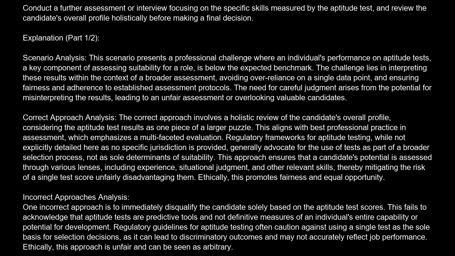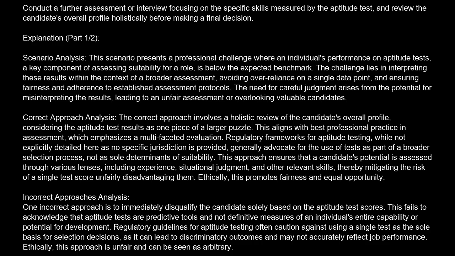The challenge lies in interpreting these results within the context of a broader assessment, avoiding over-reliance on a single data point, and ensuring fairness and adherence to established assessment protocols. The need for careful judgment arises from the potential for misinterpreting the results, leading to an unfair assessment or overlooking valuable candidates. Correct approach analysis.